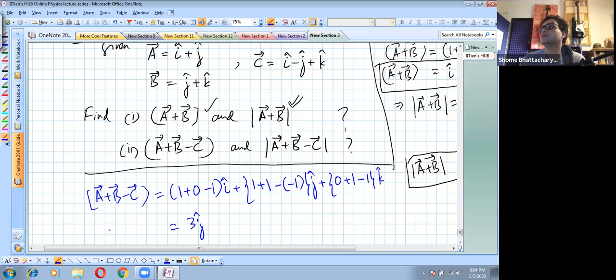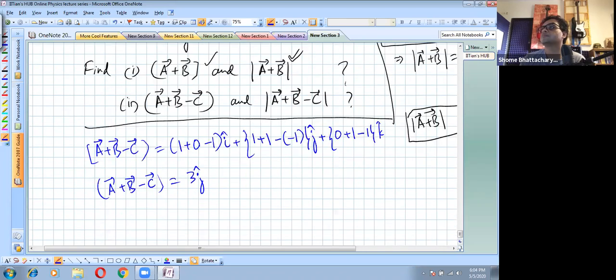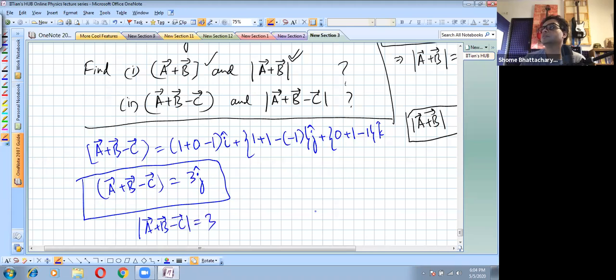So this is the vector A plus B minus C. So its magnitude is just becoming 3. Well, that is root of 0 square plus 3 square plus 0 square, x square plus y square plus z square. So it's just a very simple extension of what you've been doing in two dimensions, to three dimensions. And there's nothing difficult about this part. The tricky type of questions are still there in worksheet 4.